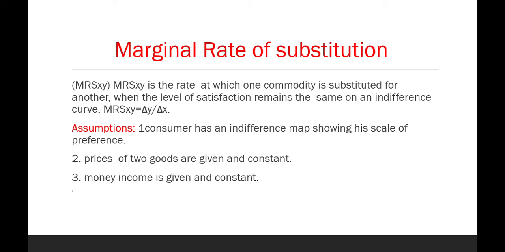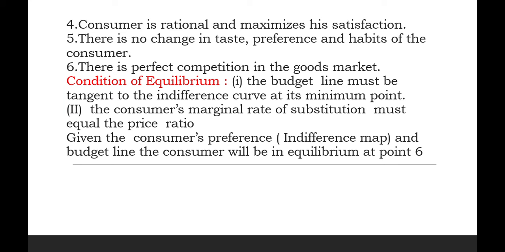Then the assumptions. The consumer has a scale of preference. The prices of the two goods are given and constant. The income of the consumer is given and constant. The consumer is a rational man who wants to get maximum satisfaction. There is no change in taste, habits, and preference of the consumer. There is perfect competition in the goods market.